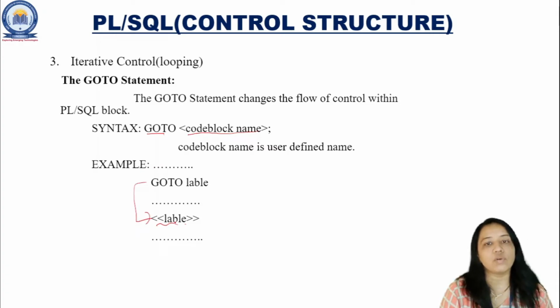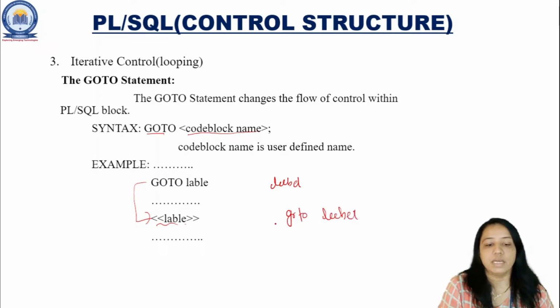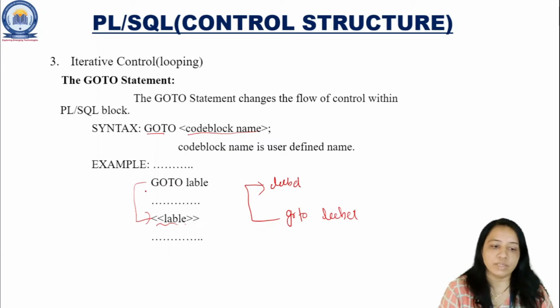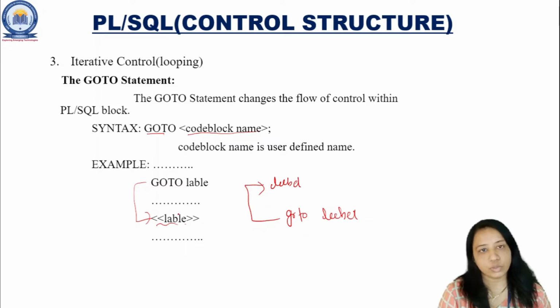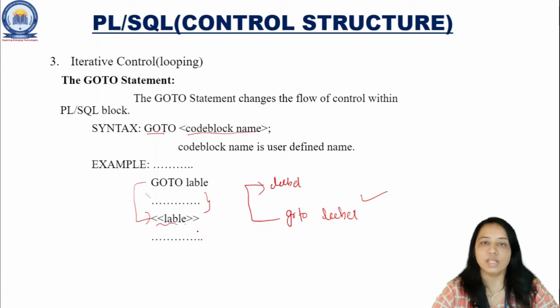So this is called a forward jump. It may happen that your label is here, and after that you use a GOTO statement. In that case it will be a backward jump, so it will create a loop. So in this way you can also use a GOTO statement to create a loop. If you want to skip some statements and execute your program after some line, then you can use a GOTO statement. In this way the control structure will work.